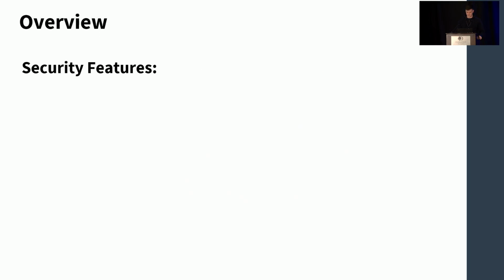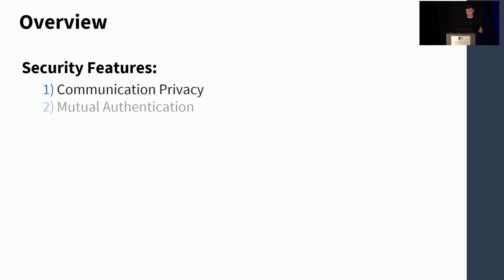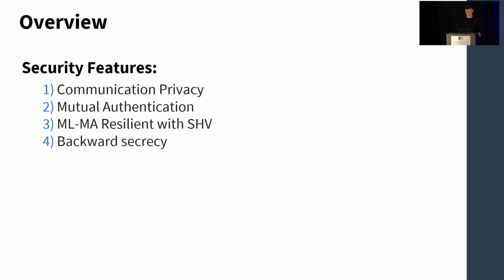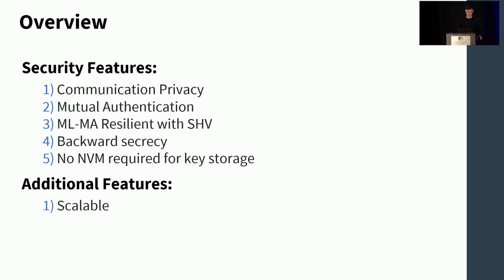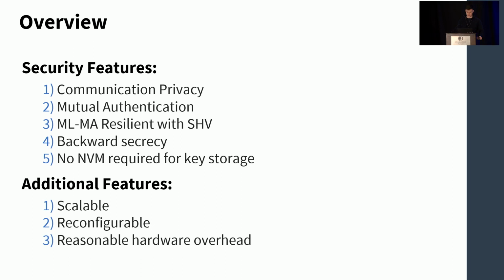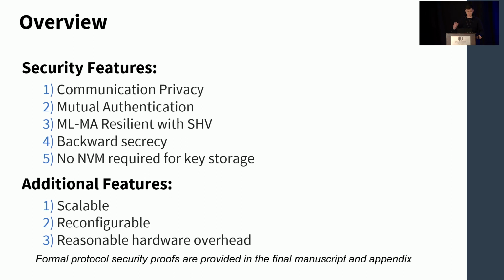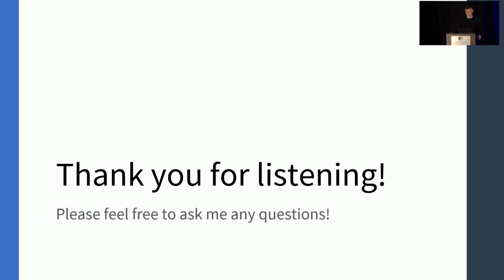So just as an overview, we provide communication privacy, mutual authentication, machine learning resilience, and backward secrecy, with no NVM needed for key storage, and some additional features: scalability, reconfigurability with the memory PUF, and at a reasonable hardware overhead. The future work would be to test fault injection and side channel attacks on this hardware implementation, as you can imagine. Also, we provided a formal security proof, but it's too much detail for the short talk, and so that's in the appendix in the paper. Sorry for going over. Thanks for listening.